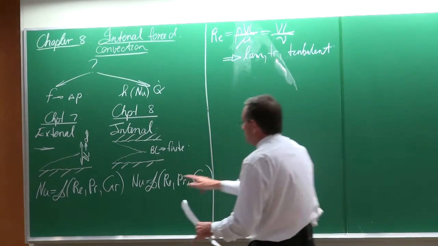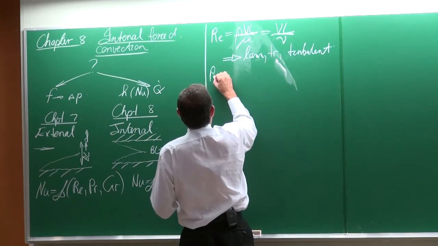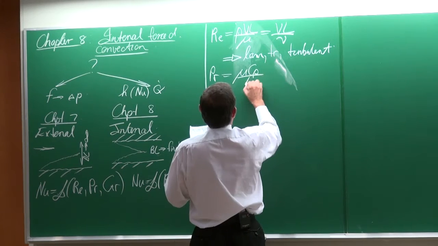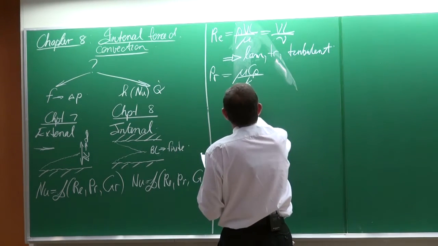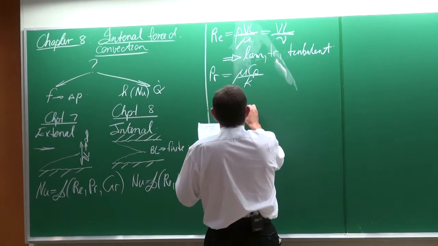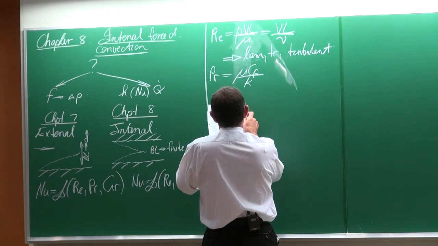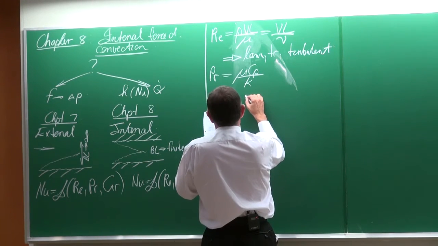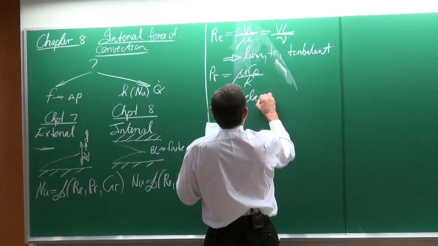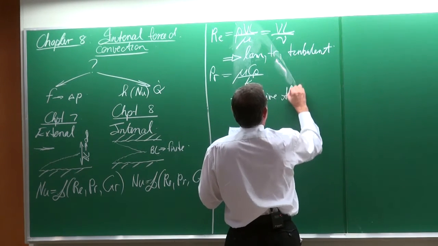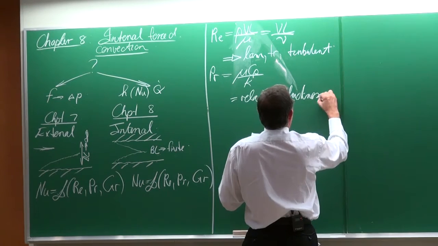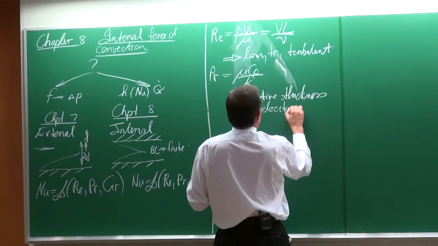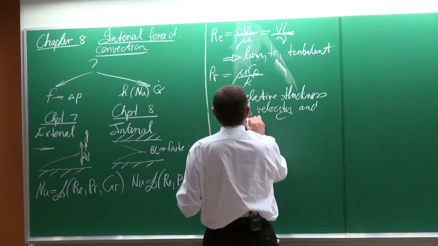The next one is the Prandtl number. Now the Prandtl number is by definition the viscosity multiplied by Cp divided by k. And this is also known as the relative thickness of the velocity and thermal boundary layers. Let me write it out. The relative thickness of the velocity and thermal boundary layers.